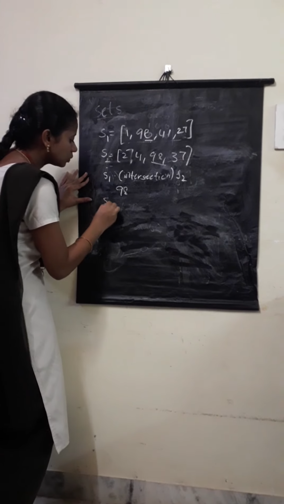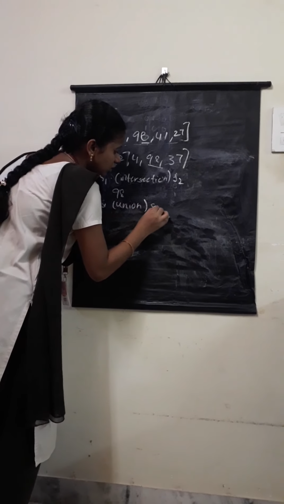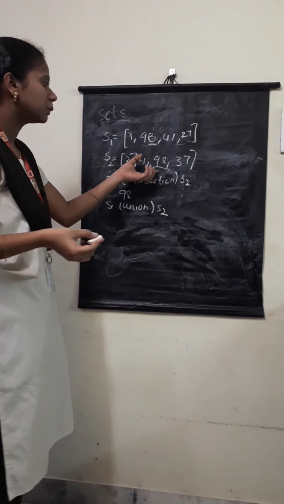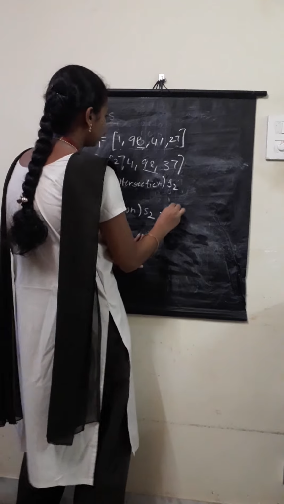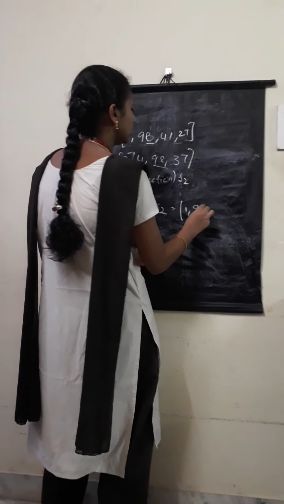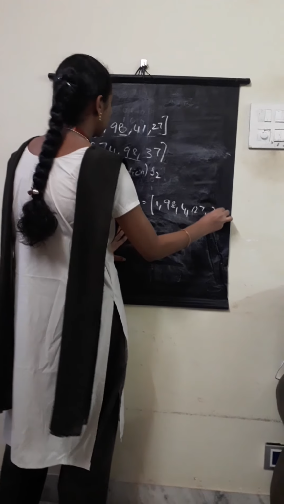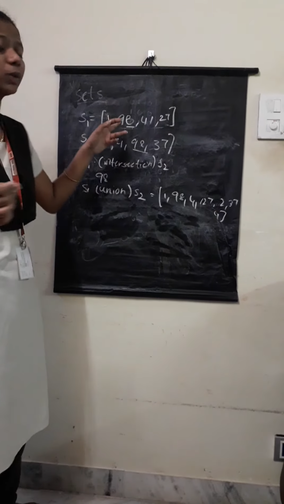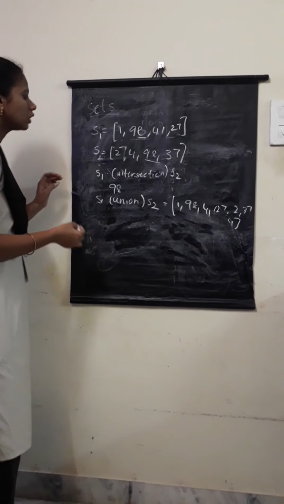And S1 union S2 means all the values in both the sets. It prints 193, 41, 27, 2, 37 and 4, and we write 98 only once because it's common. We should write a common value only once. Now coming to tuple.